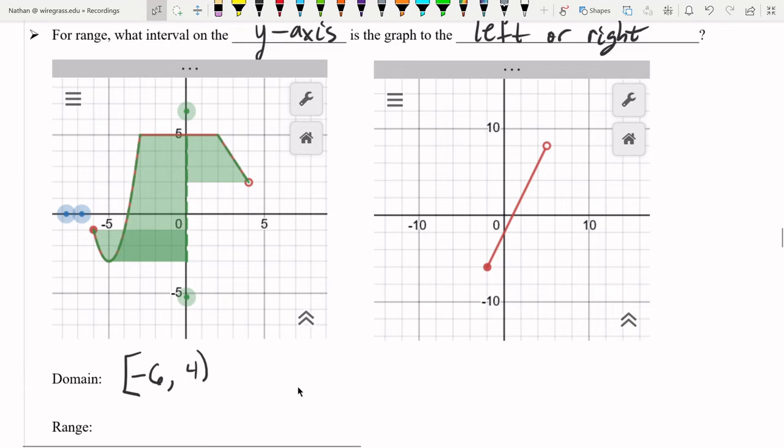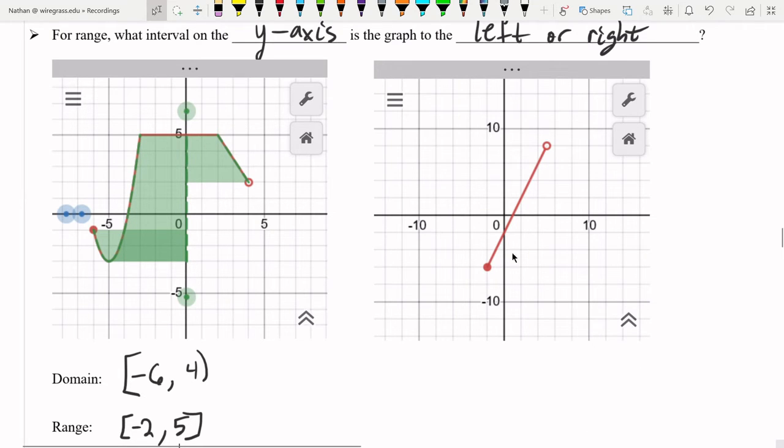So the range is going to be from -2 up to 5. And of course, since this is an interval of the real numbers, you always start with the lowest value first, then the highest. That means you always start left to right when talking about the domain, and you always start bottom to top when talking about the range.